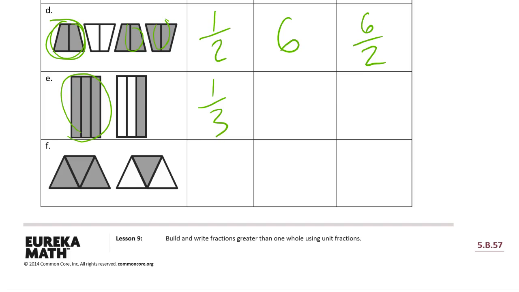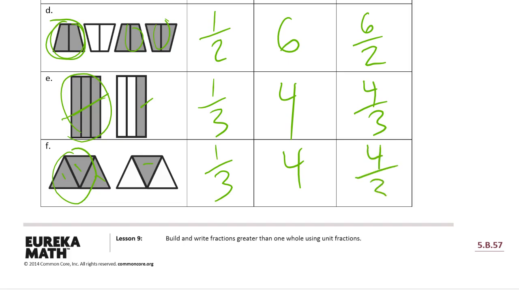And how many are shaded in? Well, there's 3 here, and then one more is 4 of them are shaded in, and that's 4/3. And then here's our shape. That's divided into 3 equal parts, so they are thirds. And that's our unit fraction, 1/3. And there are 1, 2, 3, 4 of them shaded in. So it's also 4/3.